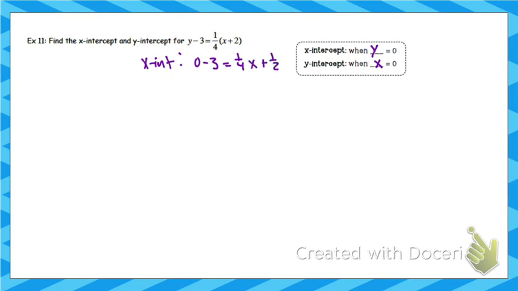So then I'll subtract that 1/2. So that's -7/2. Multiply both sides by 4. And that gives me my x-intercept. What I'm also going to do is write my x-intercept as an ordered pair. So that's really important that we get in that habit.